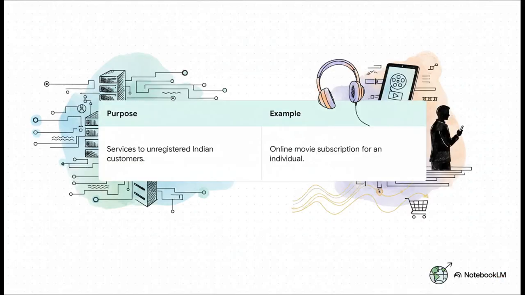So, Table 5. This is probably going to be your main one. It's where you report all your sales to regular people in India, your B2C sales. So if you sold an online movie subscription to a student in Mumbai, for instance, that goes right here. This table is for all your sales to customers who aren't registered for GST.